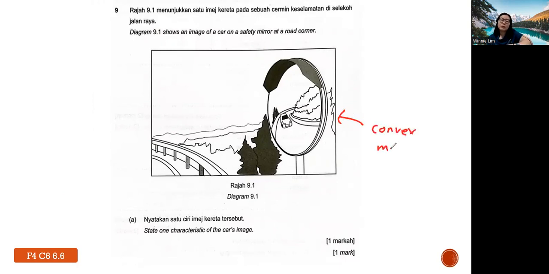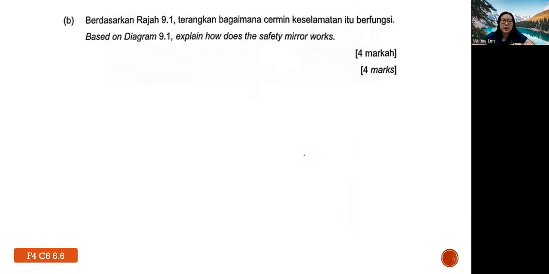So this mirror is basically a convex mirror. For a convex mirror, the characteristic of the image is always similar, which is always virtual, upright, and diminished. So you can give any of these characteristics and you will get 1 mark. Your answer will be either virtual, upright, or diminished. Okay, so explain how the safety mirror works.